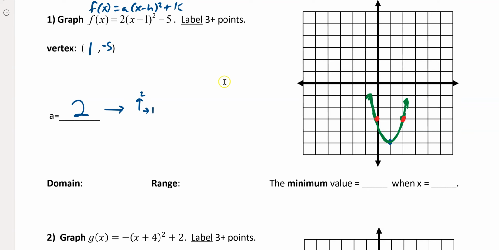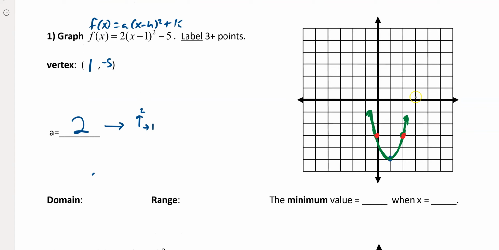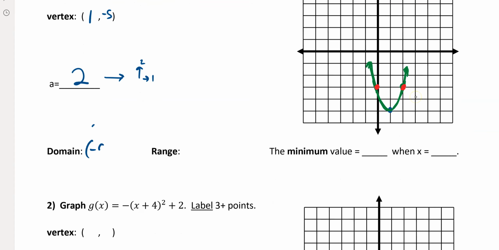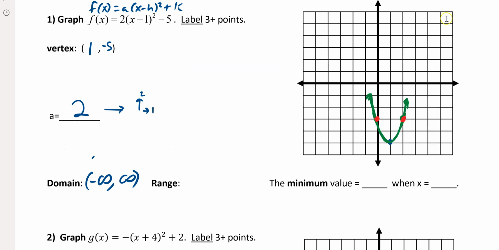Now we can see our domain. Our domain is always going to be negative infinity to positive infinity because we are talking about a parabola. And there are no issues here. You can plug anything you want into that parabolic function.